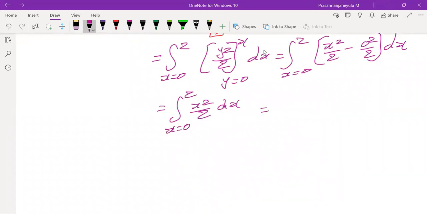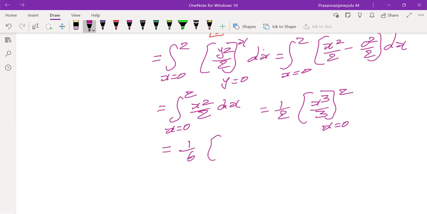So 1 by 2 is constant. What is the integration of x square? X cubed by 3. What about the limits of the x variable? The x limits are varying from 0 to 2. So 1 by 3 also brought outside will become 1 by 6 into, apply the upper limit in place of x, 2. So it will become 2 cube minus 0 cube.